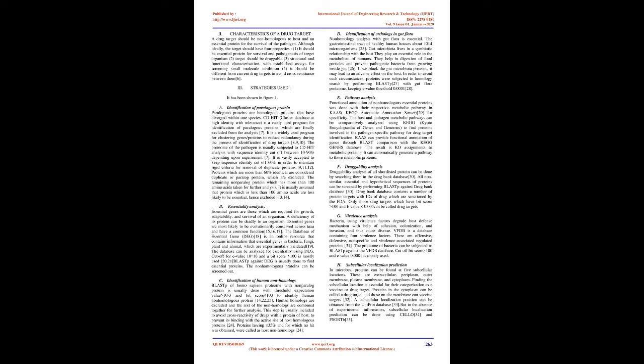It is vastly accepted to keep the sequence identity cutoff at 60% in order to maintain rigid criteria for removal of duplicate proteins (9, 11, 12). Proteins which are more than 60% identical are considered duplicate or paralog proteins, which are excluded. The remaining non-paralog proteins which have more than 100 amino acids are taken for further analysis. It is usually assumed that proteins which are less than 100 amino acids are less likely to be essential, hence excluded (13, 14).